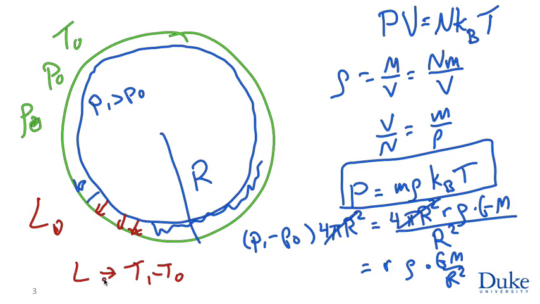If it's convection, I need to use the convection properties of the fluid. If it's radiation diffusion, the radiation diffusion properties, conductive properties. But if I know the luminosity, I can figure out T1 minus T0. So this allows me, starting with T0, to figure out T1. And then I use this equation to figure out P1.